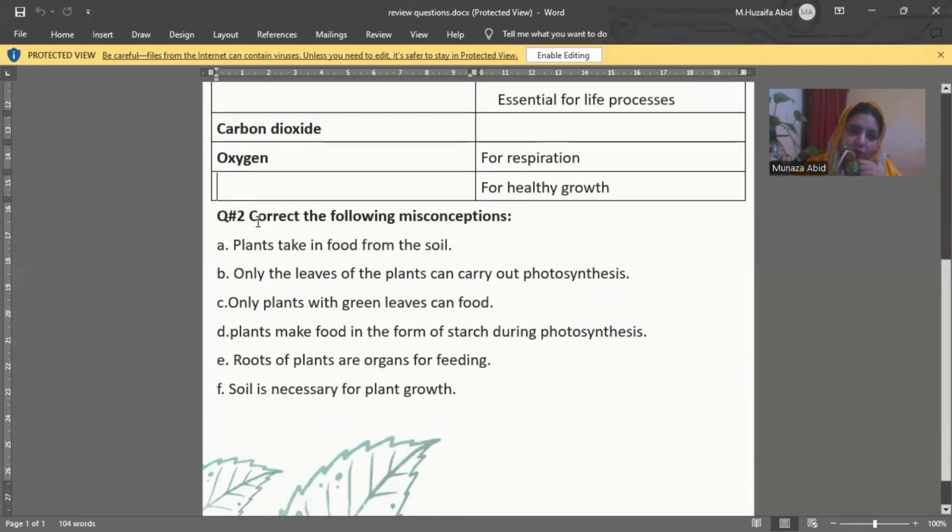Now, question number 2 is: correct the following misconceptions. Plants take in food from soil. No. What is the correct answer? Plants make food in the presence of water, sunlight, and air. Right statement will be this. Only the leaves of the plants can carry out photosynthesis. No way. You have seen the cactus. Cactus can make food. Cactus can do photosynthesis, but its leaves are not too big.